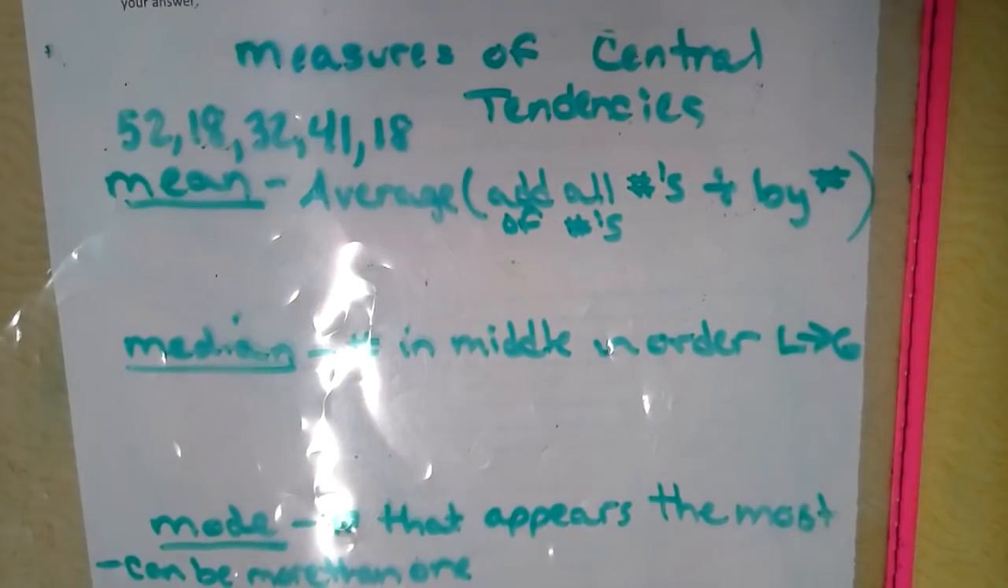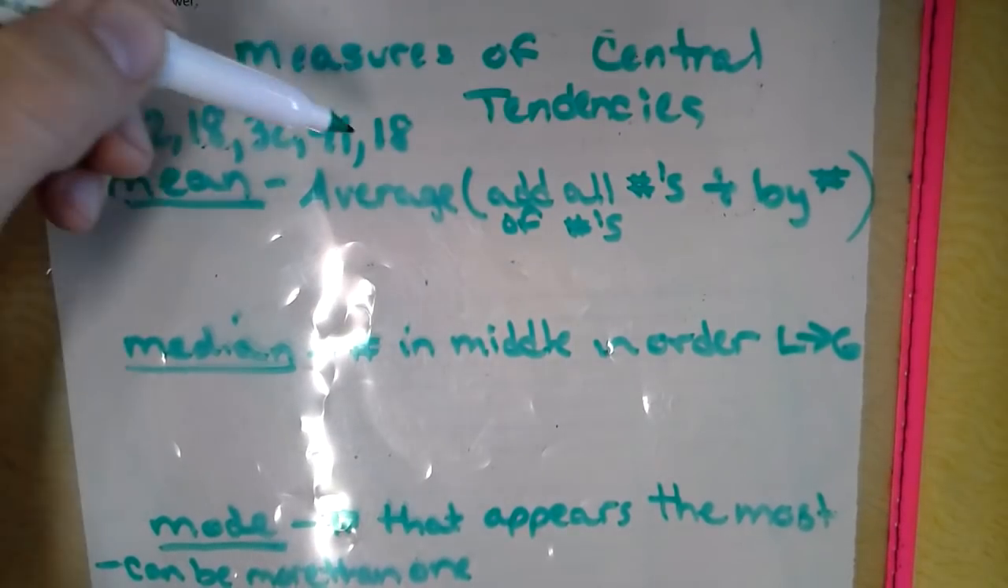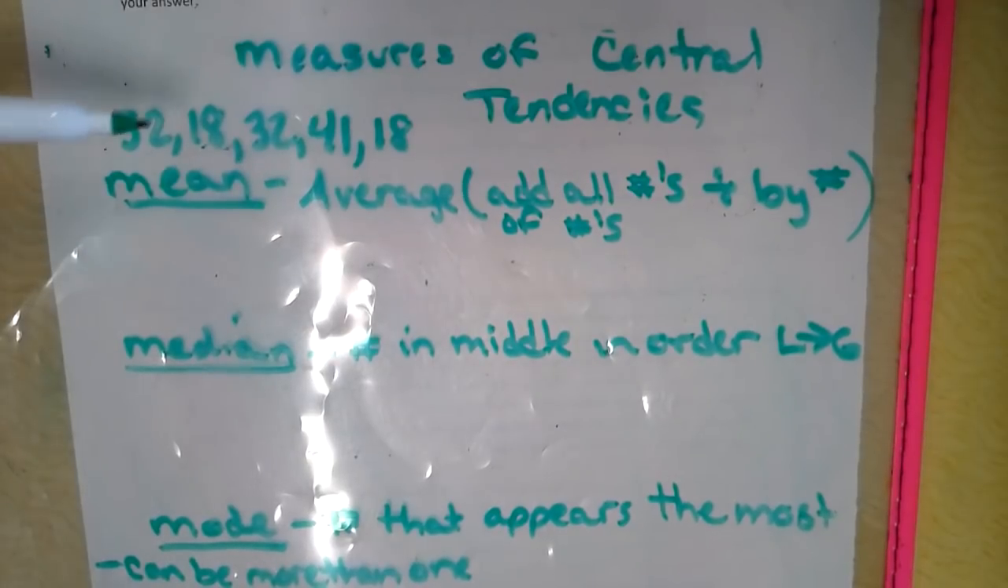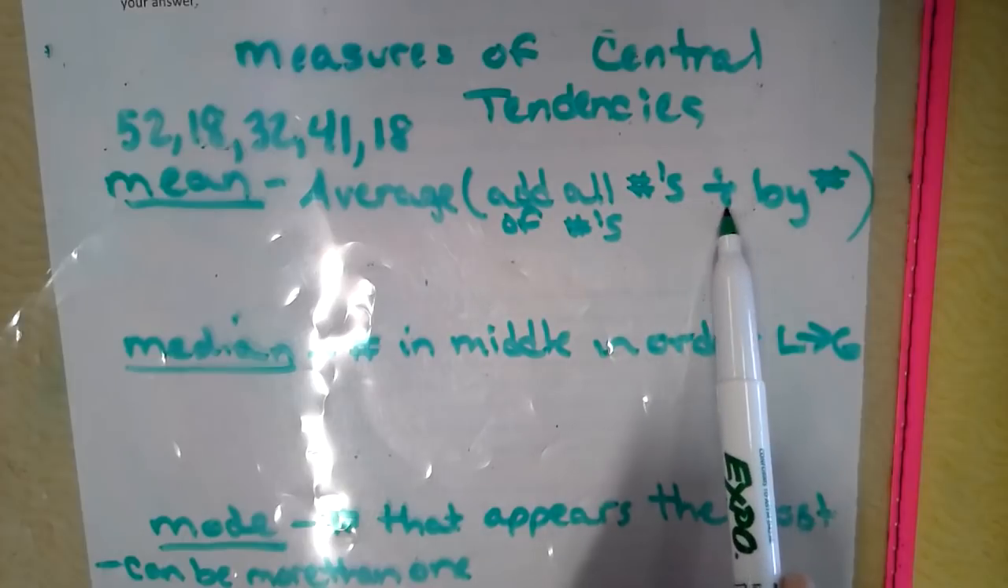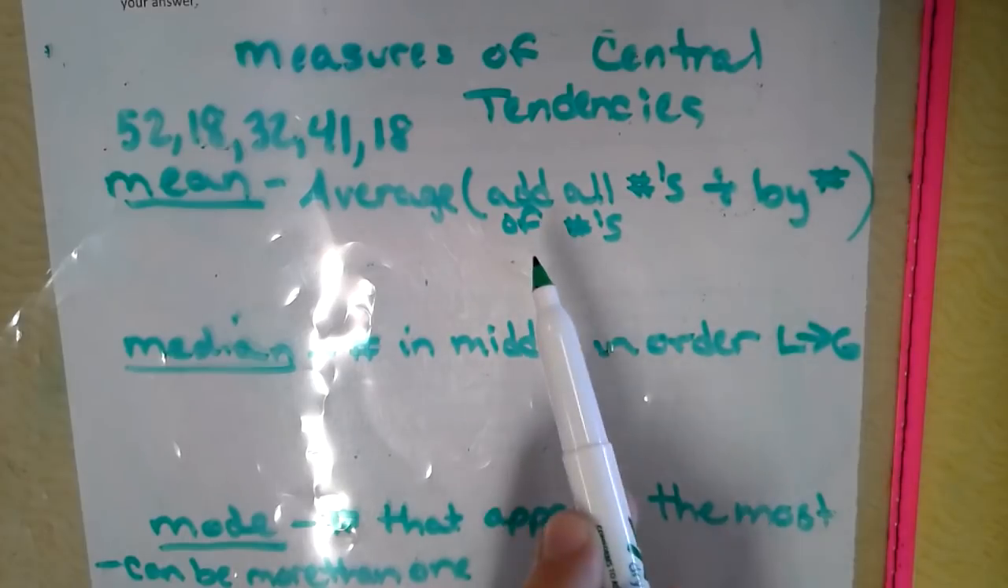So, measures of central tendency are like mean, median, mode, and range. And you've heard about these in elementary school. But mean is the average. So what we do with mean is we add up all the numbers that are given and we divide by the number of numbers there are. So we add all the numbers and then we divide by the number of numbers there are.